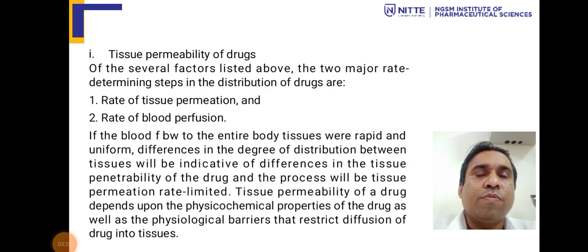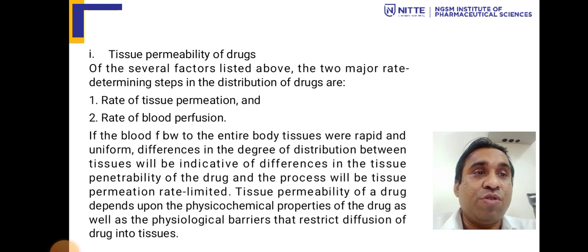So coming to the tissue permeability of drugs. Of the several factors listed above, the major rate determining step in drug distribution is the rate of tissue permeation and rate of blood perfusion. If the blood flow to the body tissues is very rapid and uniform, differences in the degree of distribution between tissues will be indicative of differences in the tissue permeability of the drug, and the process will be tissue permeation rate limited. Tissue permeability of a drug depends on physicochemical properties of the drug as well as physiological barriers that restrict diffusion of drug into tissues.